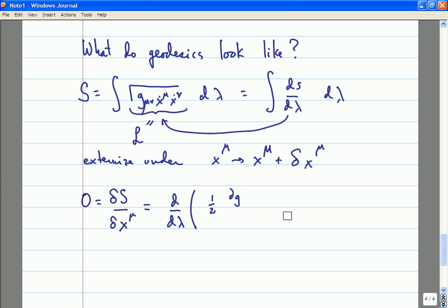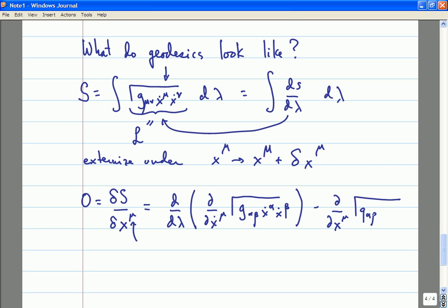So let me be a little more explicit here. This first term is the derivative with respect to x dot mu of the action, which is the square root of g alpha beta x dot alpha x dot beta. Now, I've been careful here to use alpha and beta as my dummy indices rather than mu and nu, just so that I don't get confused by mixing up the dummy index mu with the free index mu, which appears here as the free index in my equation. And then I need to subtract off d by dx mu of the same action, g alpha beta x dot alpha x dot beta.